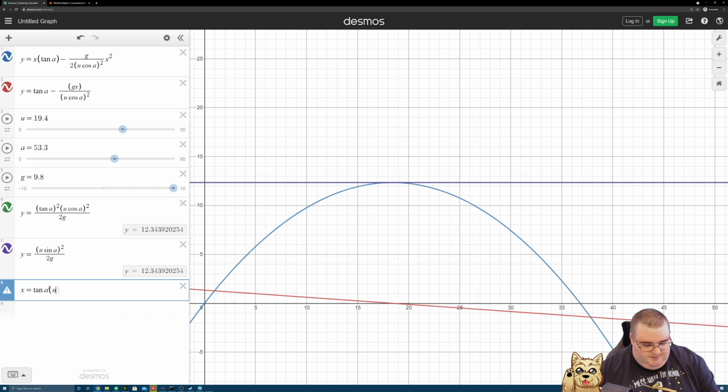Which was, let me just remember how to type. So this was the one that we worked out from doing the differentiation.